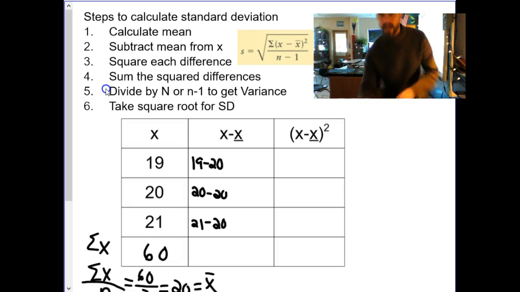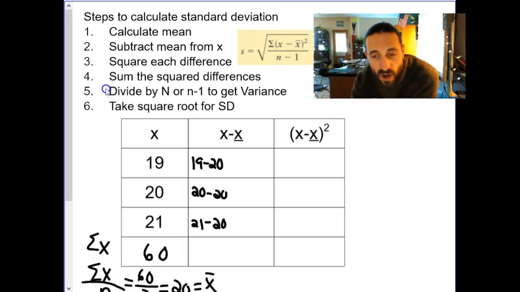Now, you may notice that I didn't actually do the calculation, and the reason why is the next step is to square it. So if you look at this formula right here, it says take the difference, subtract the mean from each x value, and then square it. And then after you do that, you're going to add up all those squared differences. Sum the squared differences. After you do that, you're going to divide by n if it's population, or n minus 1 if it's a sample, and that'll get you the variance. And then we're going to take the square root of it.